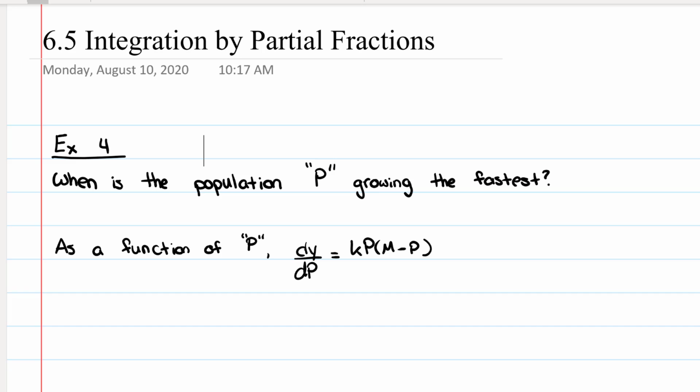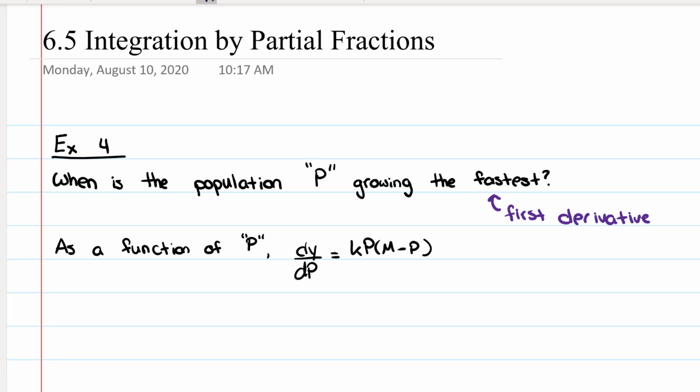6.5 Example 4. In Example 4, we're going to look at when the population P is growing the fastest. And as a function of P, we have that dy/dp is equal to kP times (M minus P). So let's just talk about what it means to be the fastest.